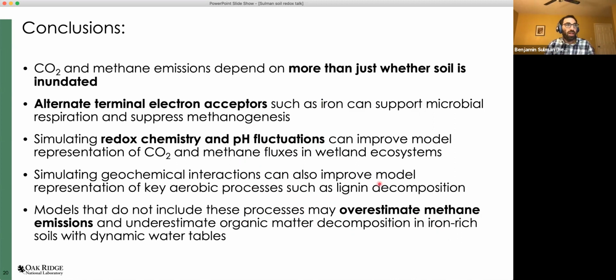I think we're close to the end of our hour, so I'm going to finish up here. But if anybody has any questions or would like to discuss what's interesting or what's difficult or what's promising about trying to couple together the carbon cycle with some of the other elemental cycles in models, I'd be happy to talk more about it.